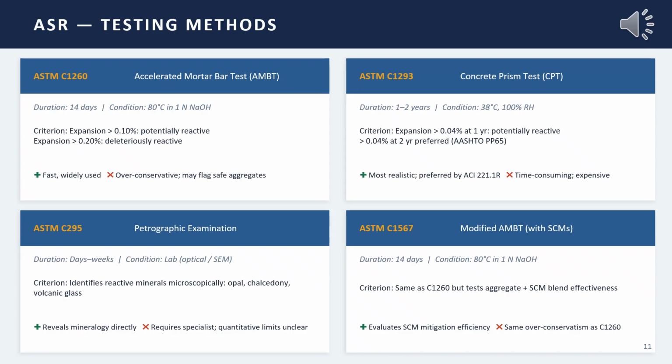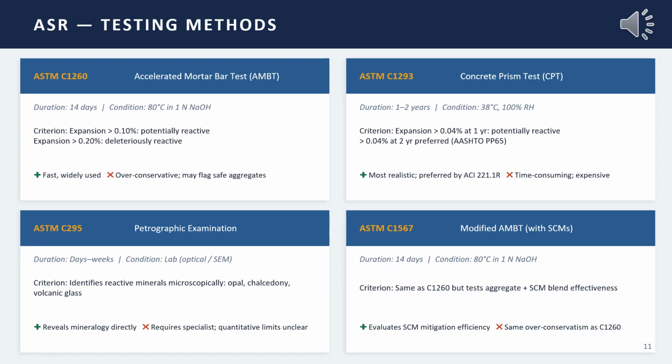ACI 221 and ASTM prefer this method because it uses actual concrete, not mortar, and uses realistic alkali levels. The disadvantage is obviously the time, 1 to 2 years before a verdict.